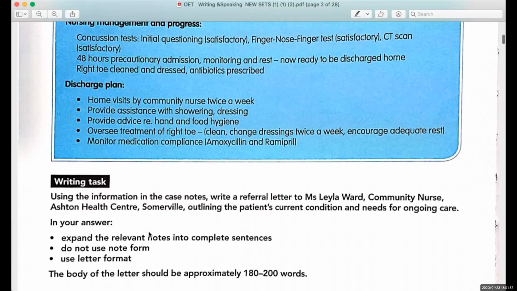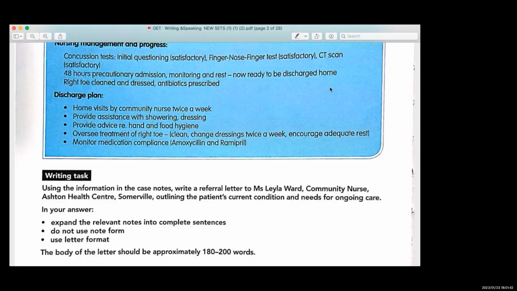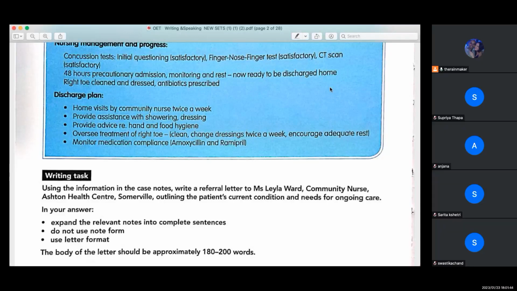You see the writing task. You see, using the information in the case notes, write a referral letter. So this is a safe letter. That means you do not need to worry about the type of letter that you're writing. There are other types of letters as well, discharge and transfer, right? I've noticed that sometimes they don't put the type of letter in the writing task, and you need to guess it by yourself. So this one definitely is not a headache, right?